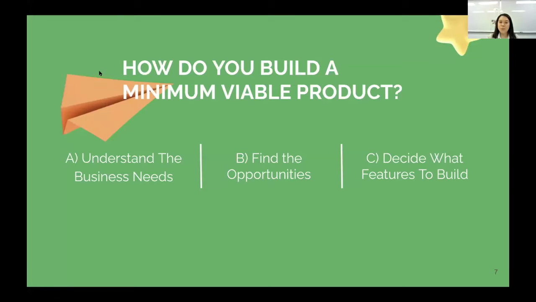So before you build the MVP, think about the below three points. Understand the business need, find the opportunities, and decide what features to build. All of these steps should be part of product definition for any project. However, following these steps will help you identify and prioritize features in a manner that allows you to confidently outline what you need to ship a valuable version of your product.